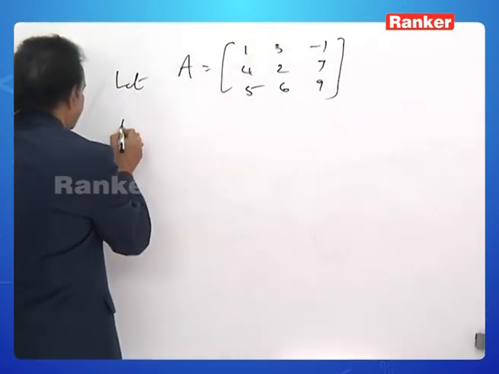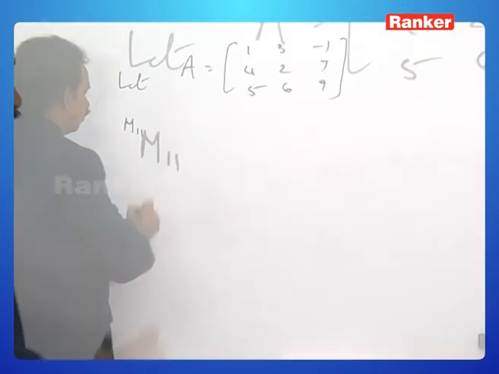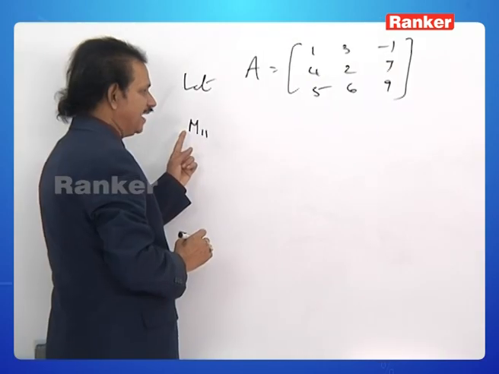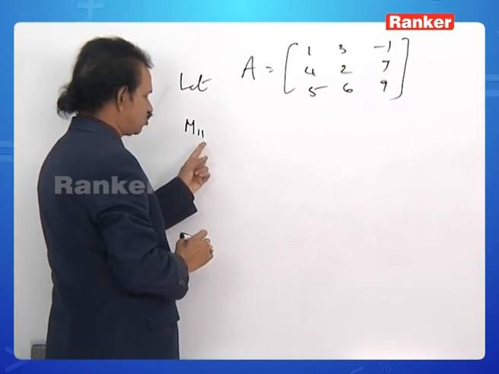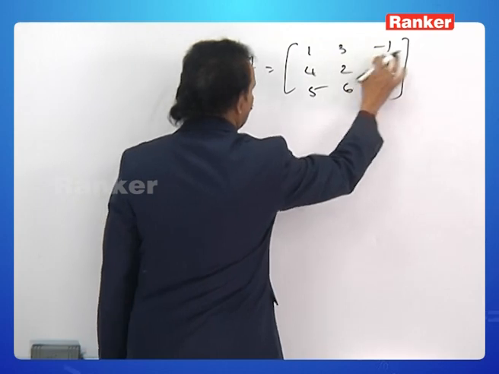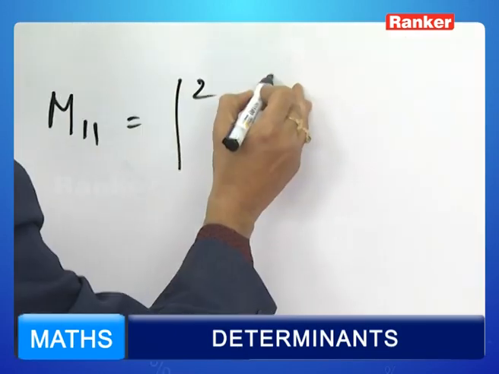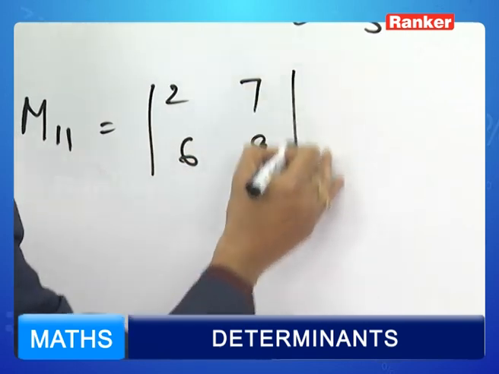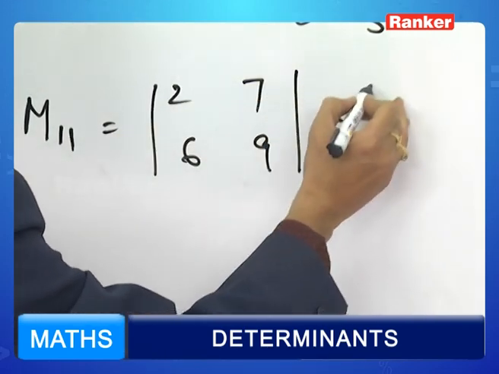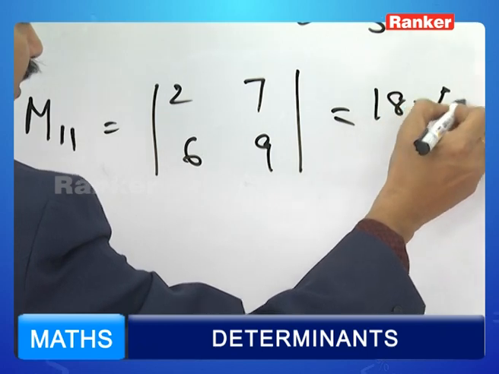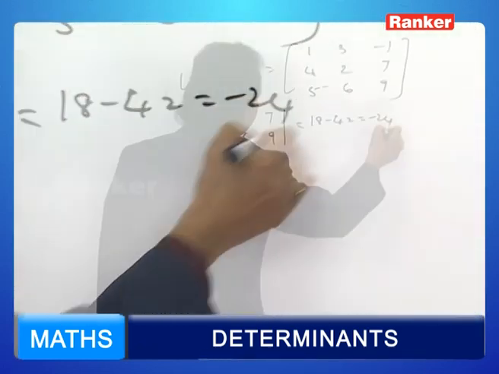Well, my dear, what is M11? What do you mean by M11? Minor of the element present in first row and first column. First row, first column, you delete them. What is going to remain? 2, 7, 6, 9. What is the determinant? 18 minus 42, which is equal to minus 24.